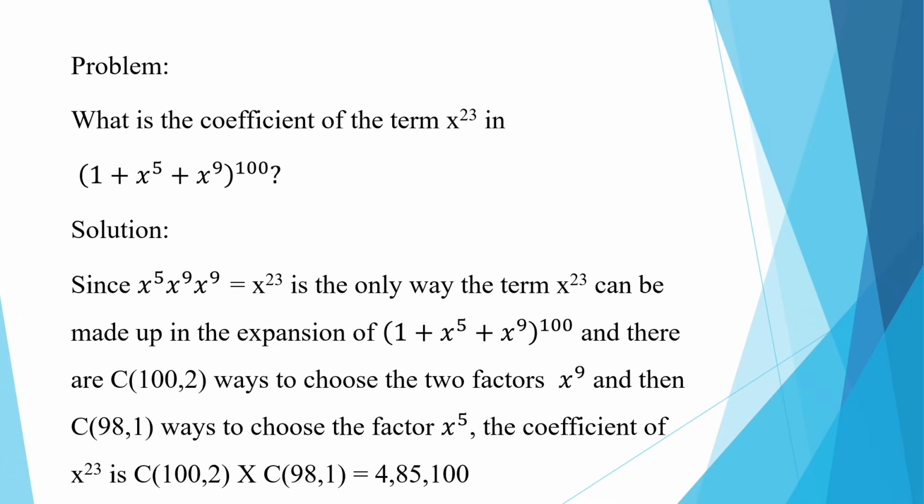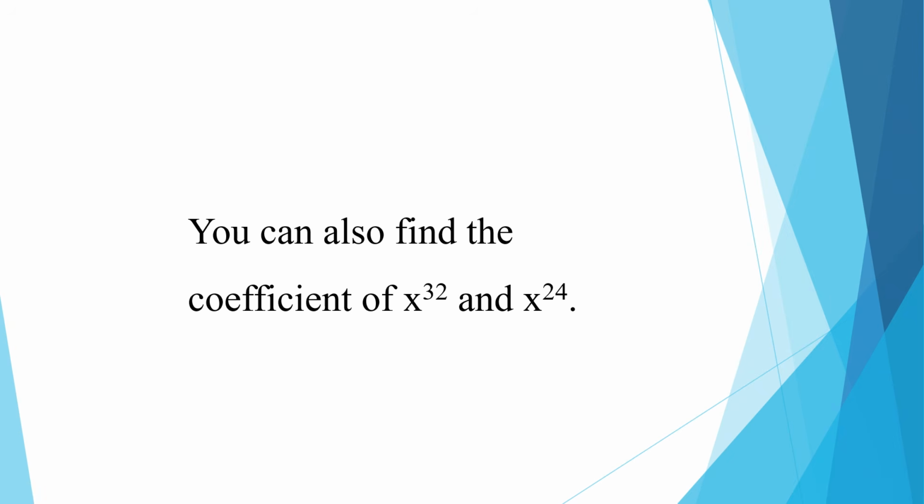Therefore, according to the rule of product, the coefficient of x power 23 is C of 100 comma 2 into C of 98 comma 1, which after simplification, we will get the answer as 4,85,100. Like the same thing, for the same problem, we can find out the coefficients of x power 32 and x power 24. Thank you.